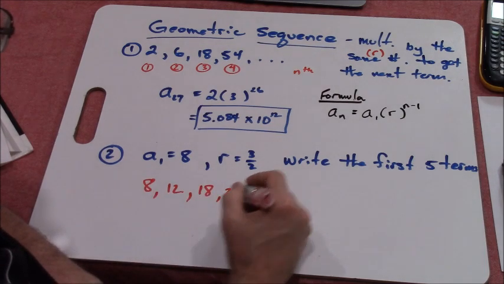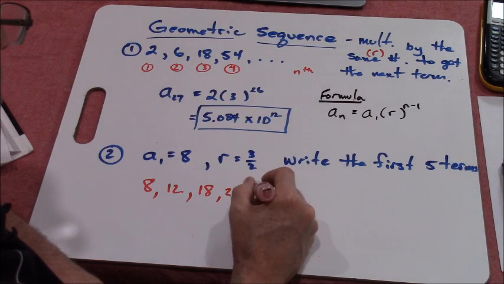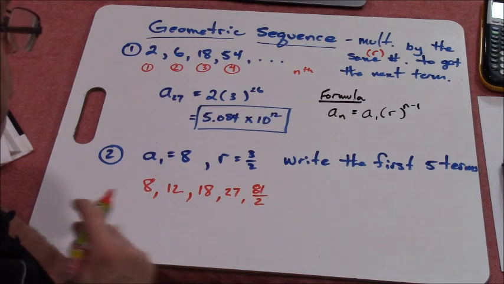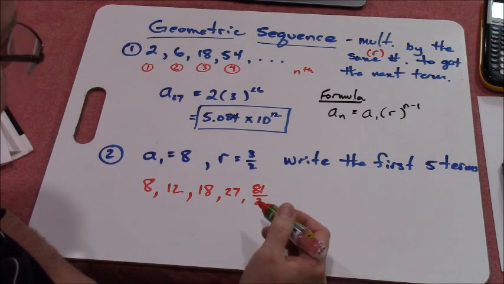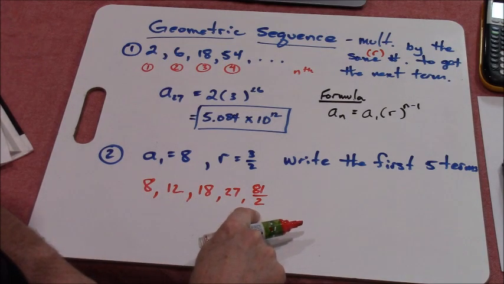And now I think finally our next one will become a fraction. If I multiply this by 3/2, I get 81 over 2. And if you listed that as 40.5, that would be okay as well. So there's the first 5 terms in this geometric sequence.